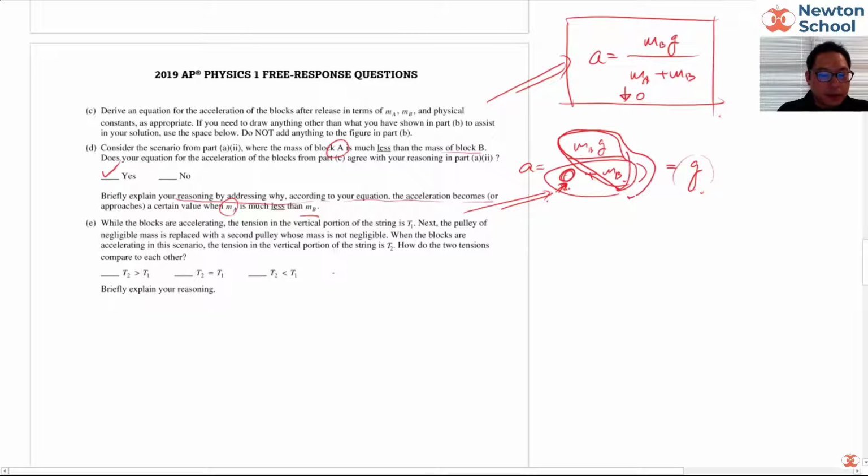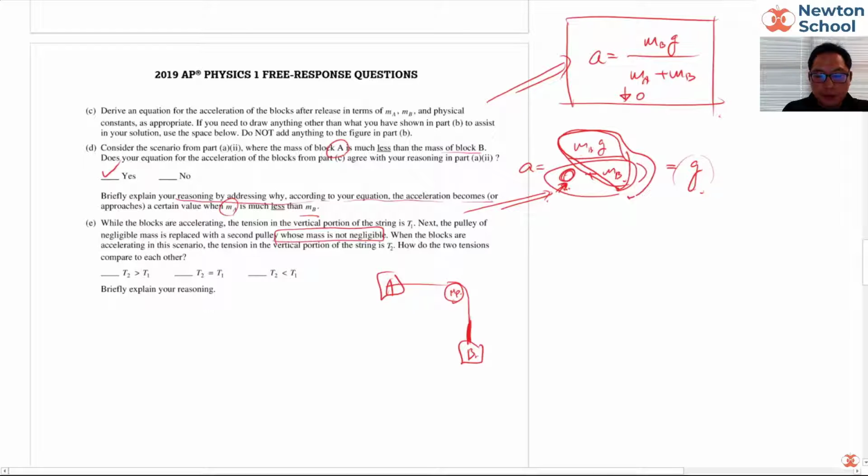While the blocks are accelerating, the tension in the vertical portion of the string is T1. I guess they are referring to this one. Next, the pulley is no longer massless. Now the pulley has mass. When the blocks are accelerating in this scenario, the tension in the vertical portion of the string is T2.